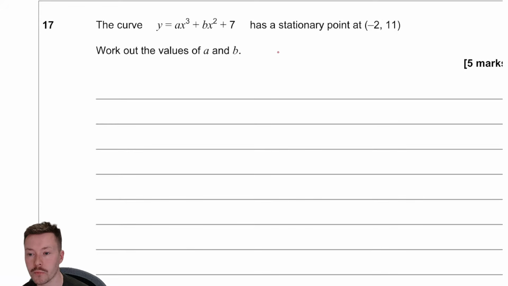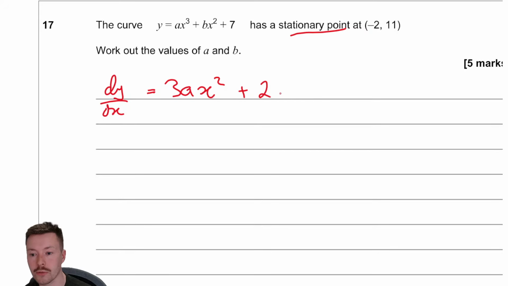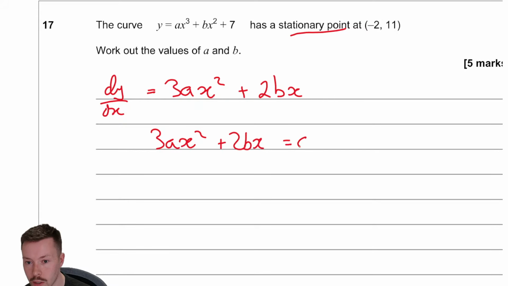Right, next one. It has a stationary point, and that means when we differentiate it, the gradient is going to be 0. So dy over dx equals 3ax squared plus 2bx. The plus 7 disappears because that's a constant, and so we know this is equal to 0. So 3ax squared plus 2bx is equal to 0.